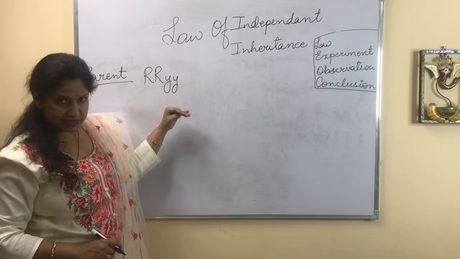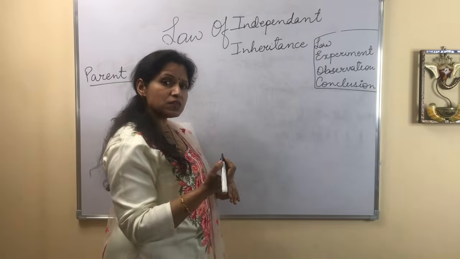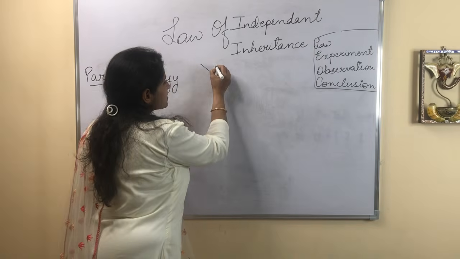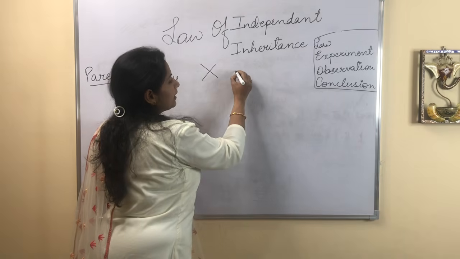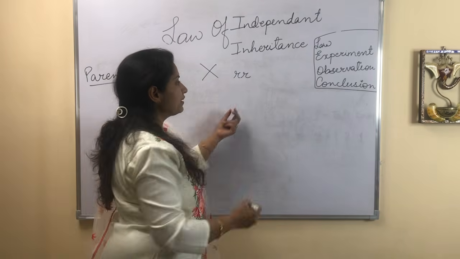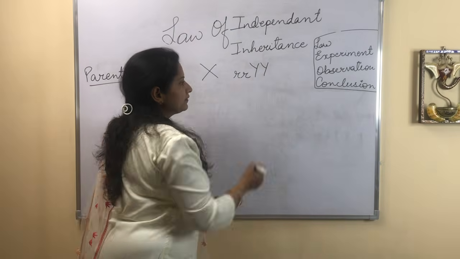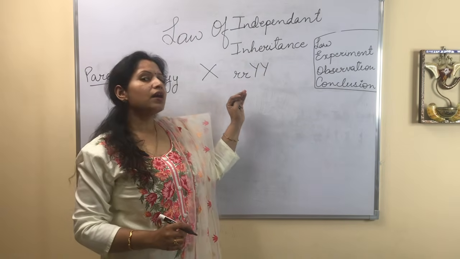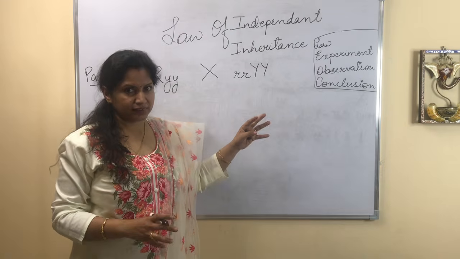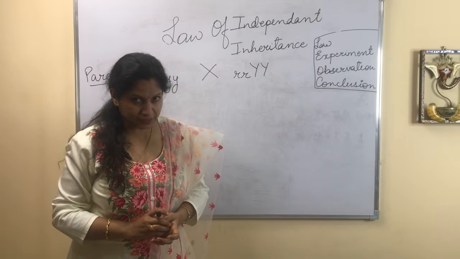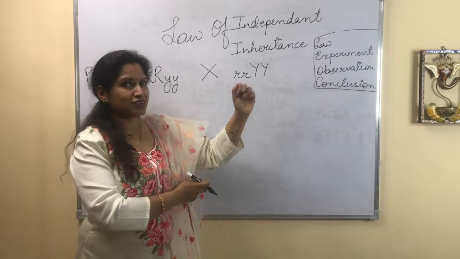and he got it cross-pollinated. Crossed with whom? With a plant that was having wrinkled seeds but that were yellow in color. The seeds were yellow in color and the seeds were wrinkled. That type of a plant was taken. Okay. But before that, I just forgot.